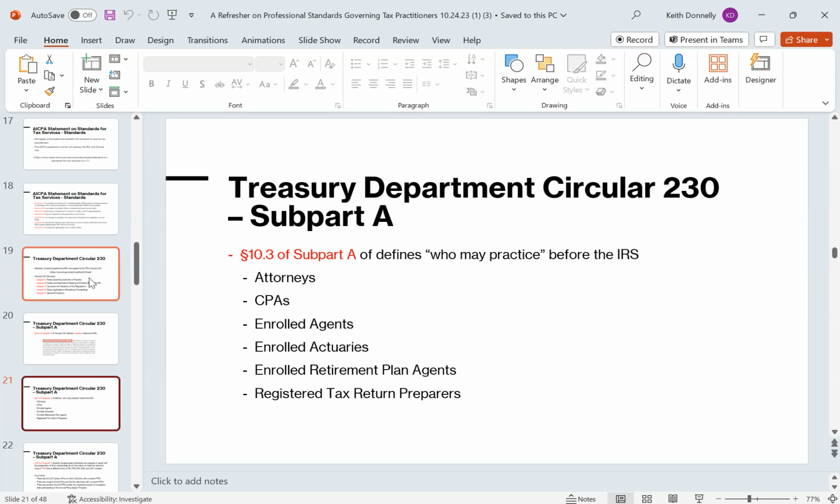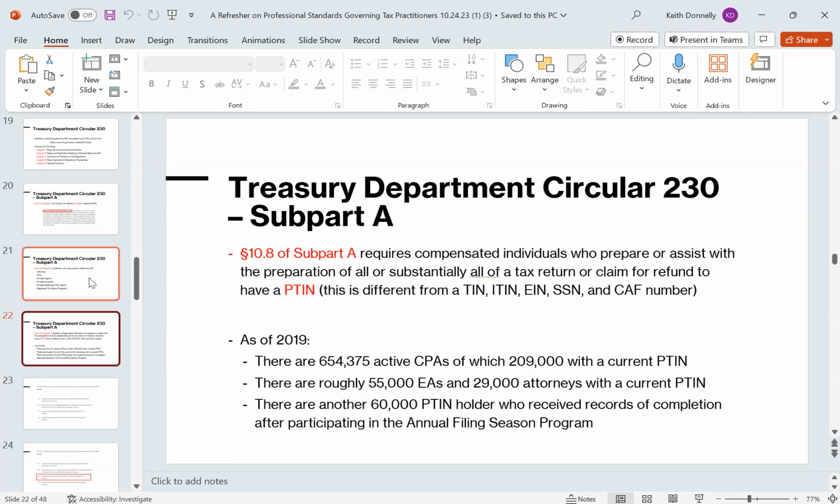Now, if we talked about what is practice, the next question becomes who can practice before the IRS? Well, essentially, you have attorneys, CPAs. Generally, it's going to be credentialed people. If you're not, right, that's fine. You can still do tax returns if you're not credentialed. But you'd have to then be a registered tax return preparer, where it's basically just giving them your information and letting the IRS know that you're preparing tax returns.